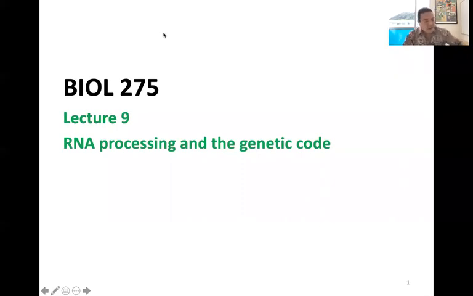Hey, good morning. So today we are going to continue talking about the process of gene expression, starting with the transcription of DNA into RNA. And we're going to talk about some of the different types of RNA molecules that are made, and importantly, take a look at why our genetic sequence is arranged the way it is.